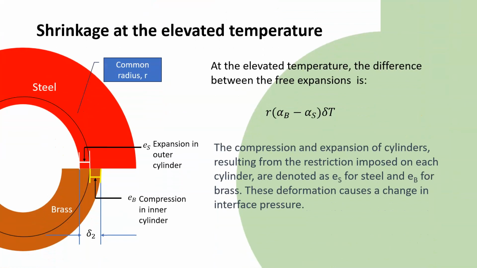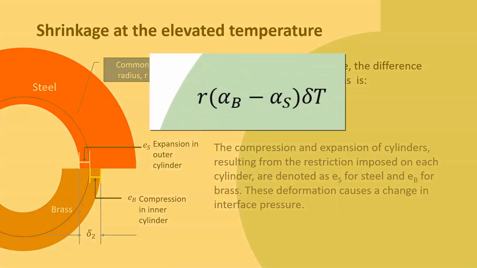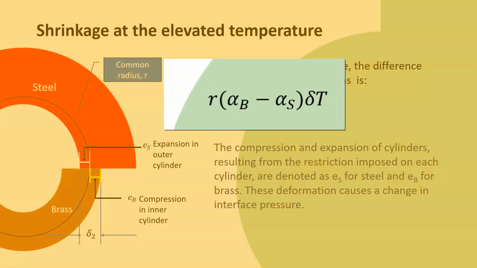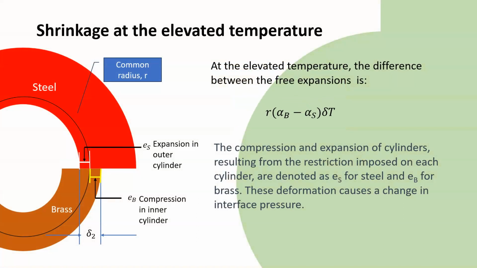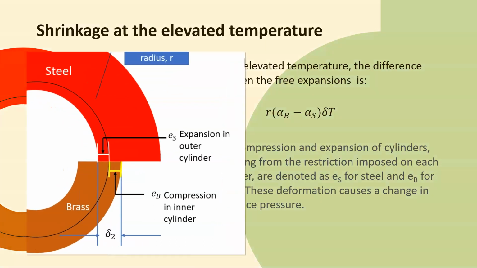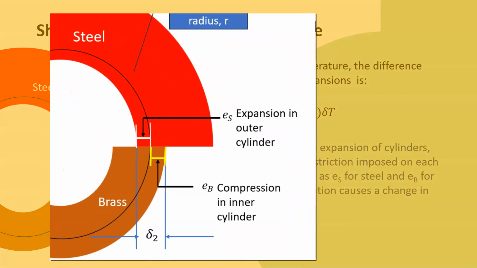Let us now see how to relate free thermal expansions of the two cylinders to the interface pressure. The difference in the free thermal expansions can be written as R times (alpha B minus alpha S), multiplied by the temperature change, delta T. Here, alpha represents the coefficient of linear thermal expansion of the materials. R is the common radius. The compression and the expansion of cylinders, resulting from the restriction imposed on each cylinder, are denoted as delta ES for steel, and delta EB for brass. These deformations cause a change in the interface pressure.